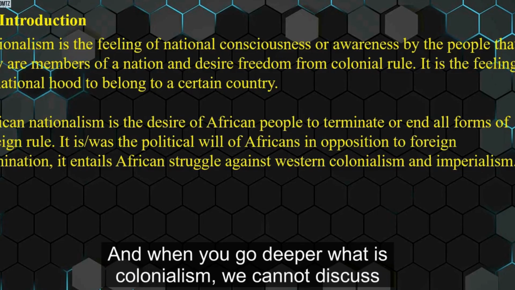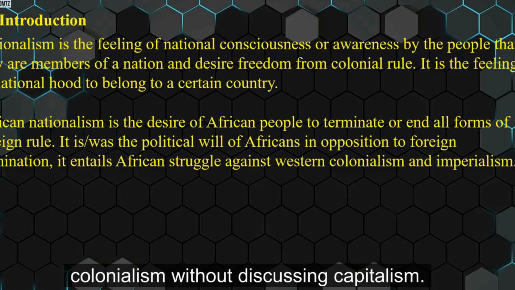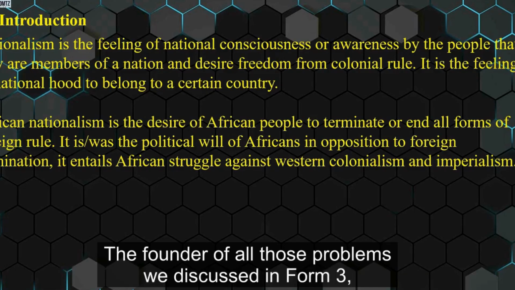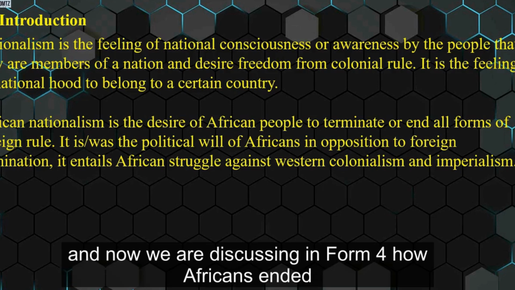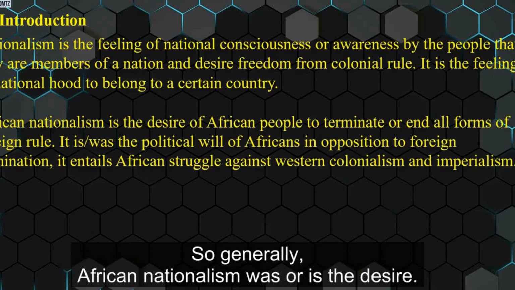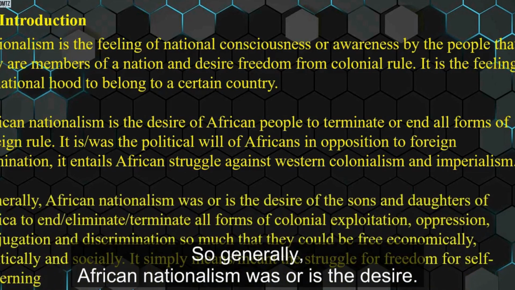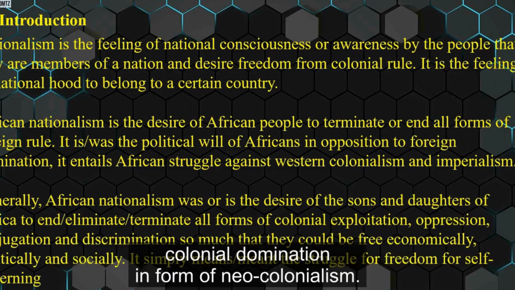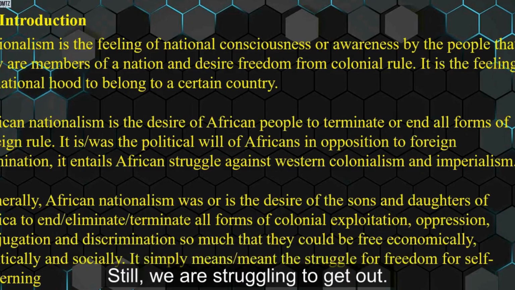You should understand our main enemy here is colonialism. And when you go deeper, what is colonialism? We cannot discuss colonialism without discussing capitalism. So our core enemy is capitalism, the founder of all those problems we discussed in Form 3, and now we are discussing in Form 4 how Africans ended those problems caused by capitalism. So generally, African nationalism was, and is, the desire. When we say is, we mean currently there is still somehow colonial domination in the form of neo-colonialism. Still we are struggling to get out.